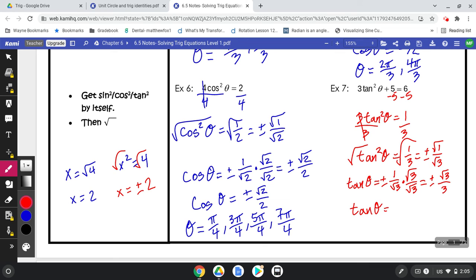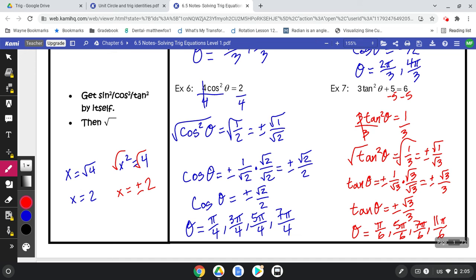So now we're saying when is tangent of theta equal to either positive or negative square root of 3 over 3. And this will occur 4 times at pi over 6, 5 pi over 6, 7 pi over 6, and 11 pi over 6. All right. And that is all for that one.